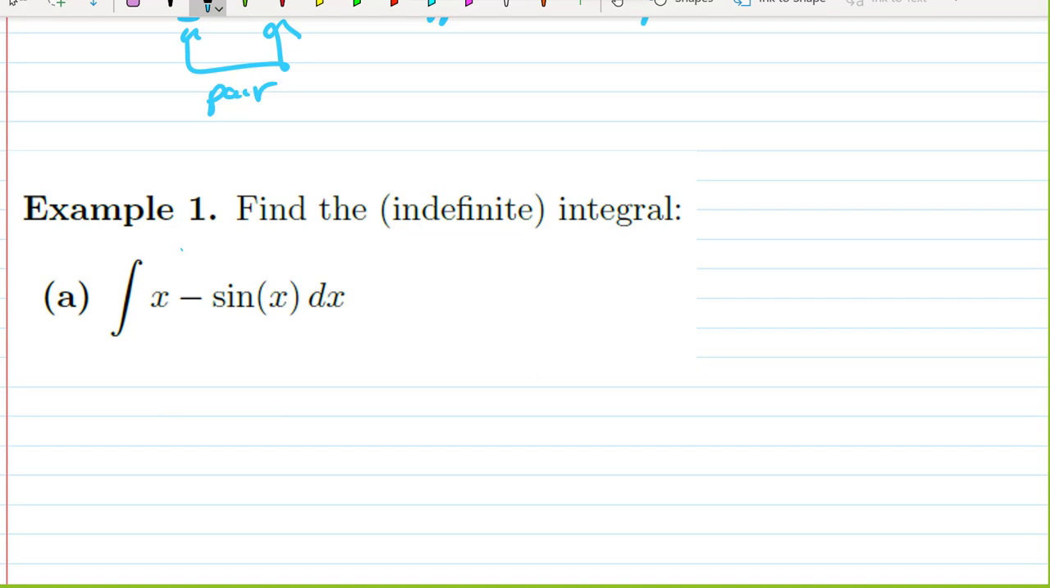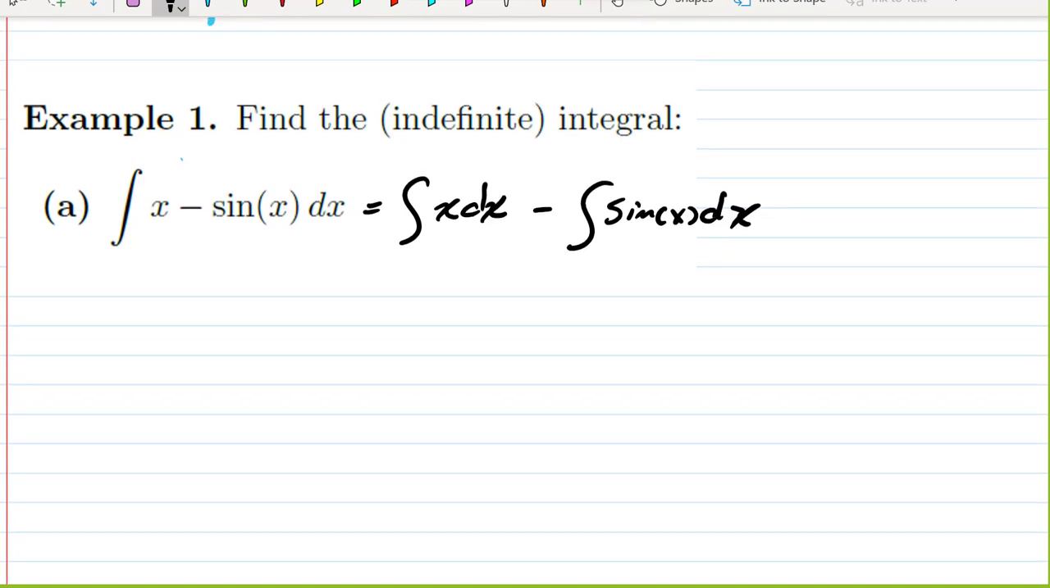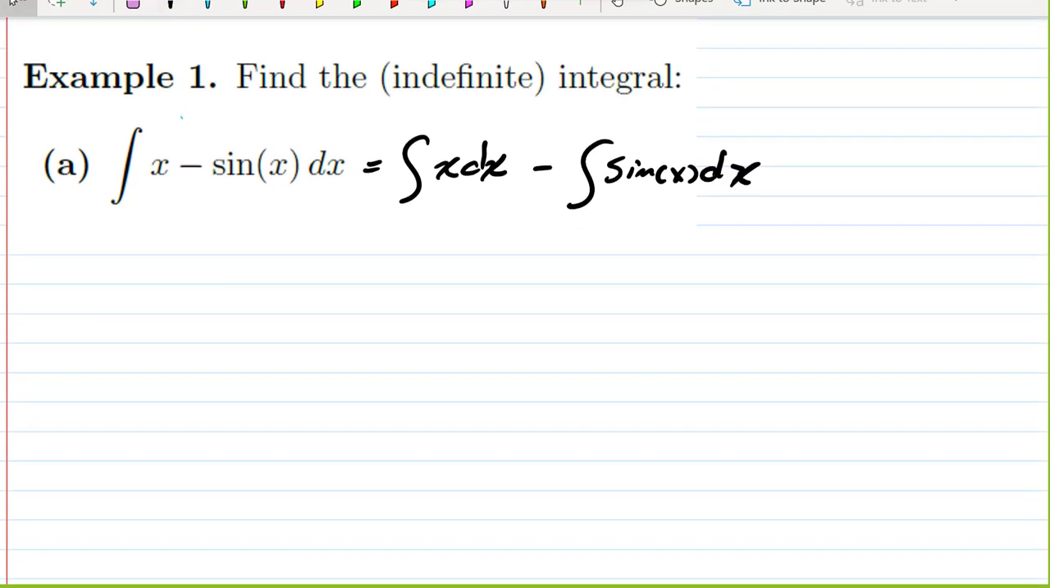If we think back to 5.2, we had some properties of integrals. We know that the integral of a sum or difference of an integrand is the same as the sum or difference of the integrals. So this would be the same as the integral of x dx minus the integral of sine x dx. We can break the integral up into two separate parts and then just do each of them separately. This is the same thing that we could do with derivatives, where we can just differentiate each part separately. The same is true for sums and differences of integrals.